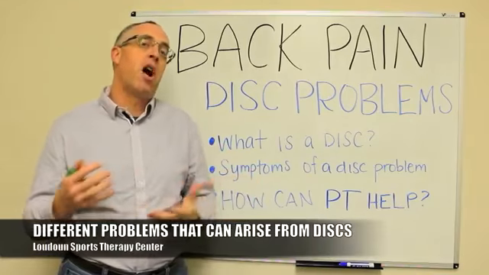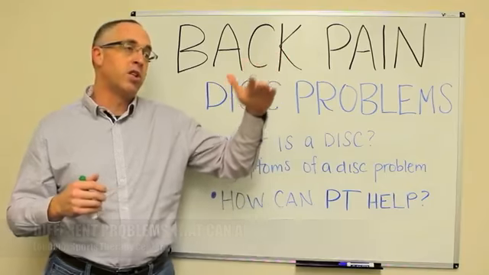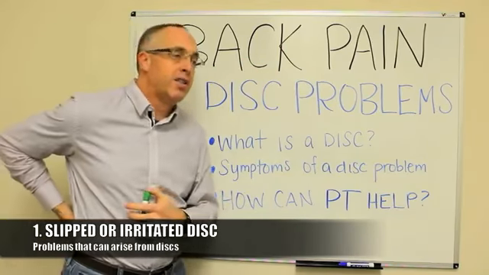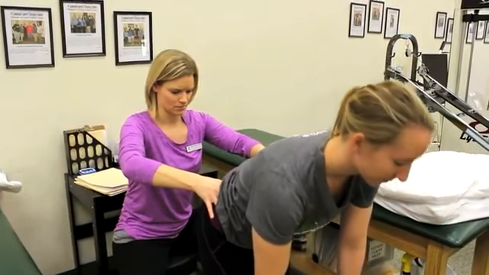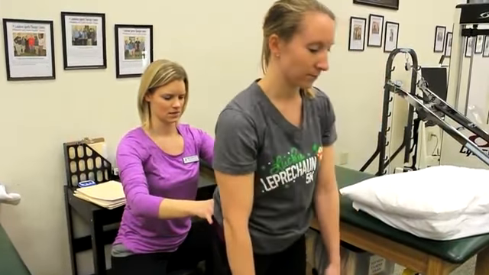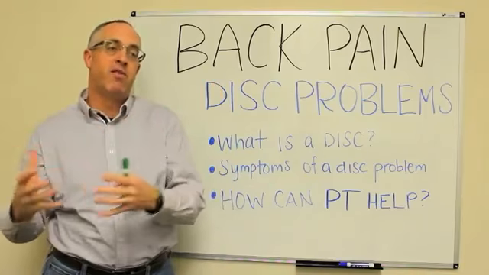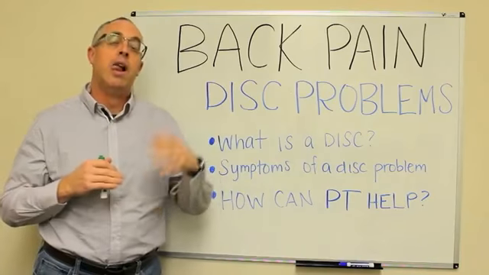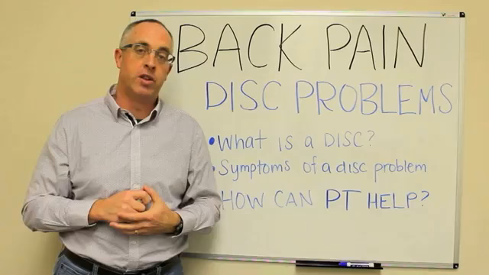What are some different problems that can arise with discs? Well, you can start off in what would be termed a slipped or an irritated disc. And that's basically somebody that's got some, in the case of a low back, got some low back pain. It's probably centralized more in the center. It might spread off to the sides a little bit. But in some shape or fashion, the pain is coming from pressure on the spine, which ultimately is creating pressure on the disc. The pressure on the disc is putting pressure onto something, which is what's causing the pain.